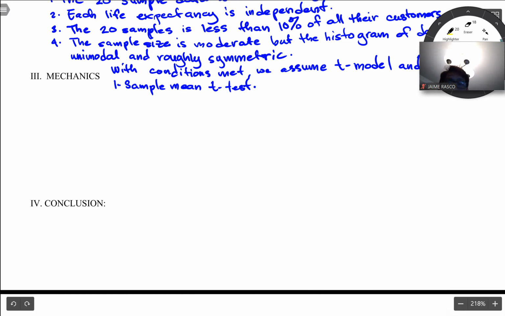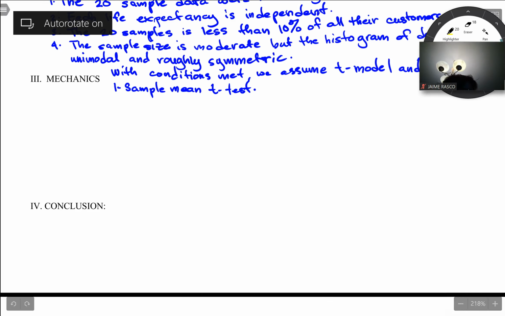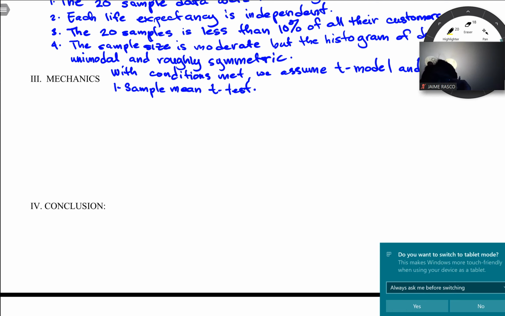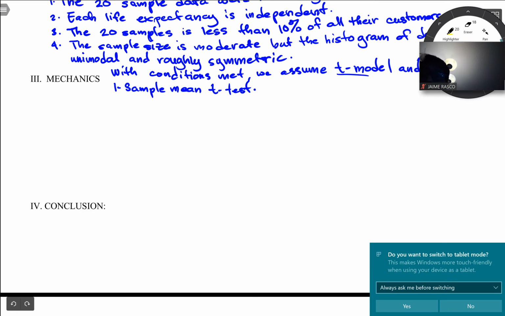Okay, part 2 of worksheet 3, problem number 1. We're done with the hypothesis and the model, and so we're doing the mechanics now. Okay, so mechanics: shape, center, spread. We said we are going to do a T model, so let's start with the shape. Shape, okay.